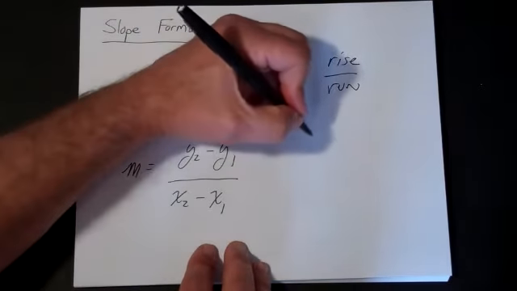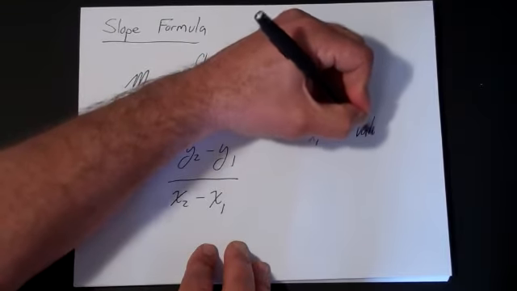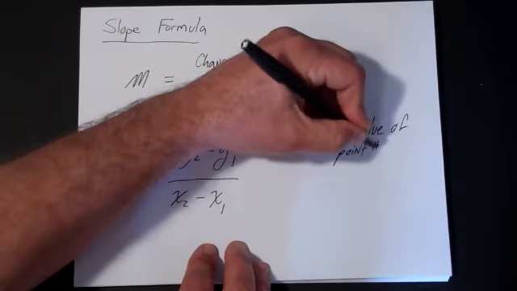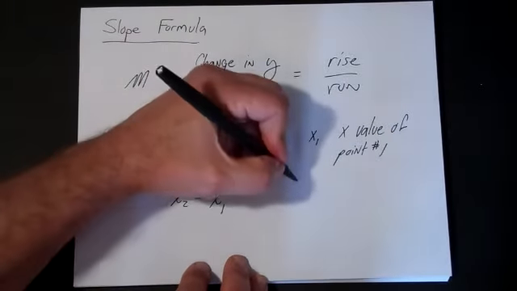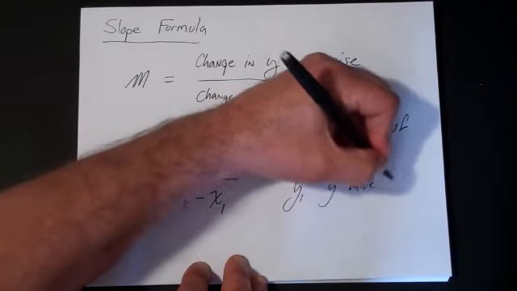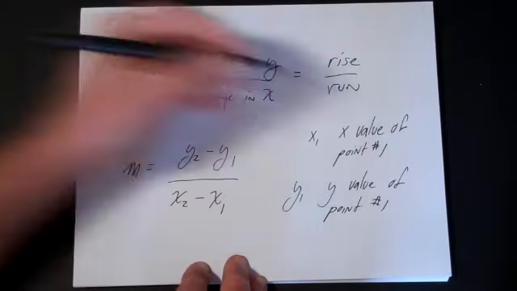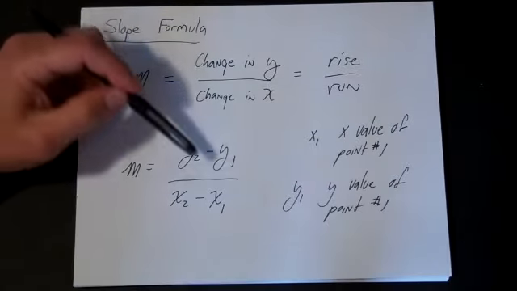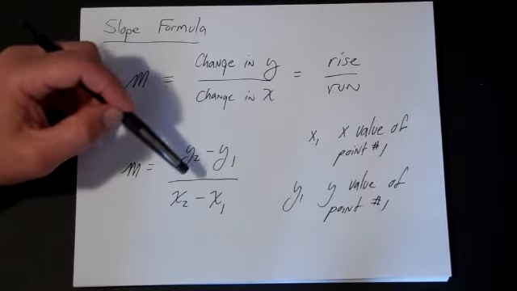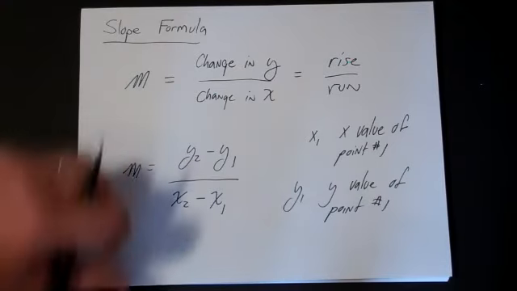Let's think about that for a second. x1 means the x value of point number 1, whereas y1 then would be the y value of point number 1. So y2 would be the y value of point number 2, and x2 the x value of point number 2.